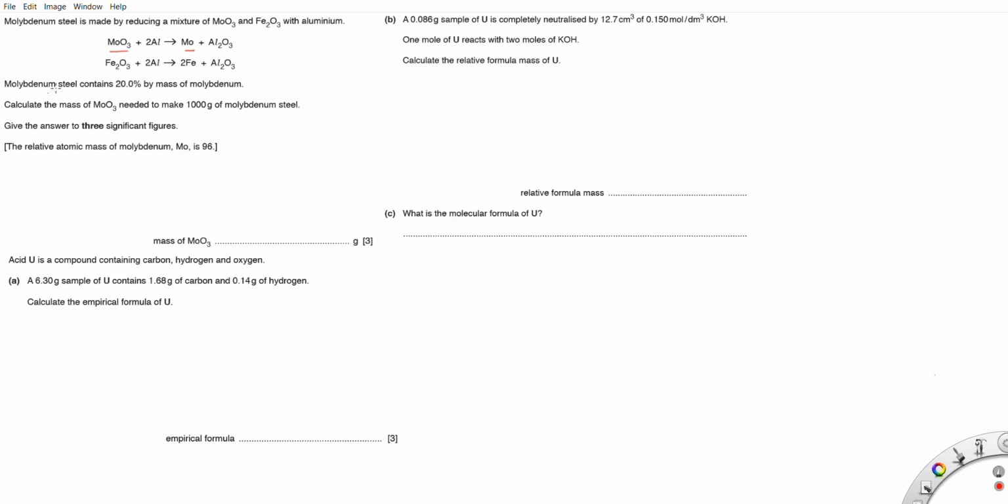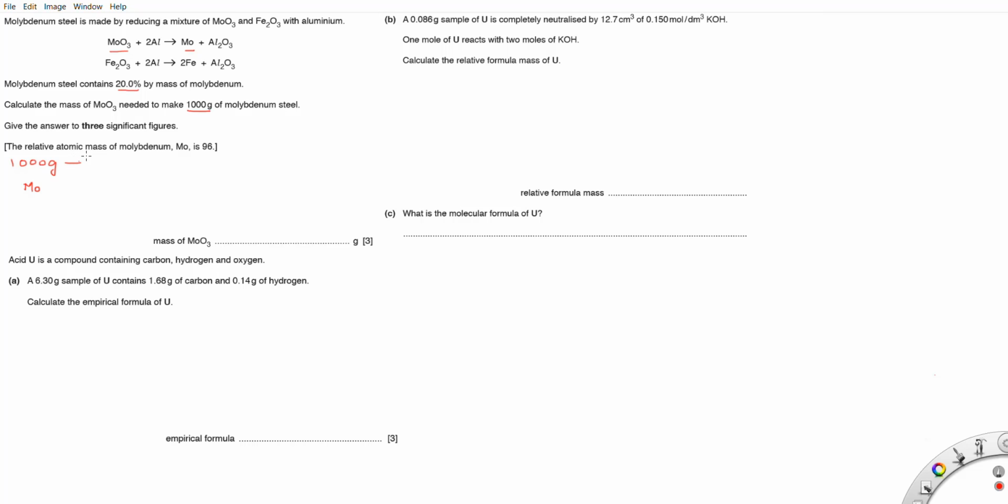Okay, molybdenum steel contains 20.0% by mass of molybdenum. Okay, that means entire mass of molybdenum rounds up to 20% when we are considering molybdenum steel. Okay, calculate the mass of molybdenum oxide needed to make 1000 grams of molybdenum steel. So first thing that needs to be kept in mind here is we are given with mass of 1000 grams and this is of molybdenum steel. And according to the condition given in the question, only 20% of mass would be required to make the steel.